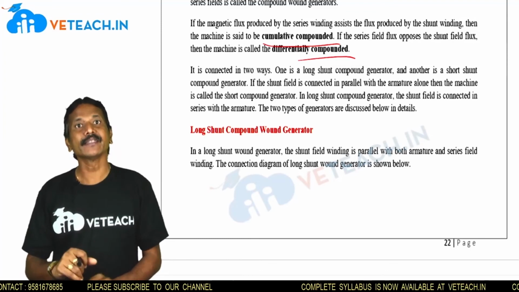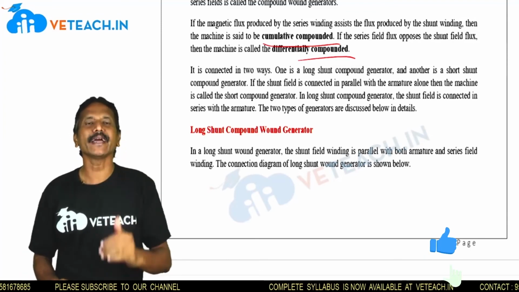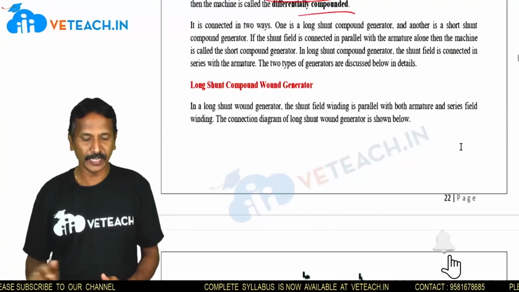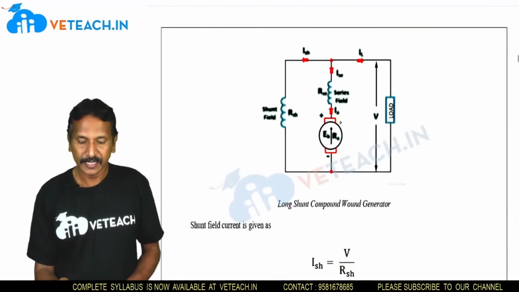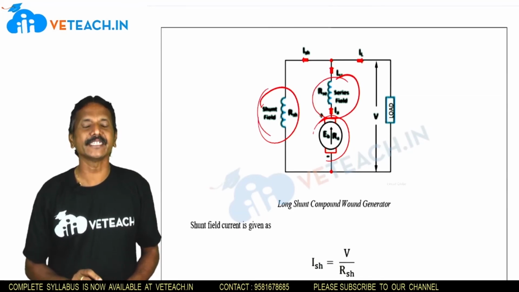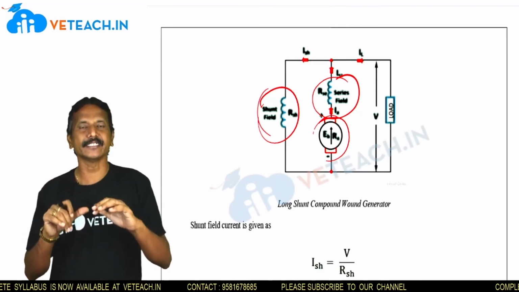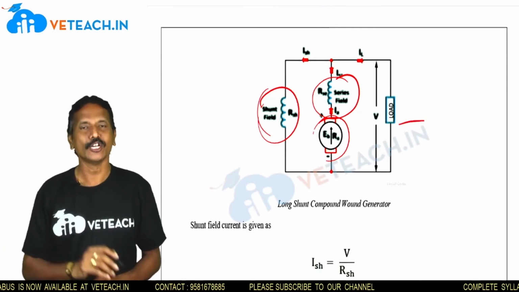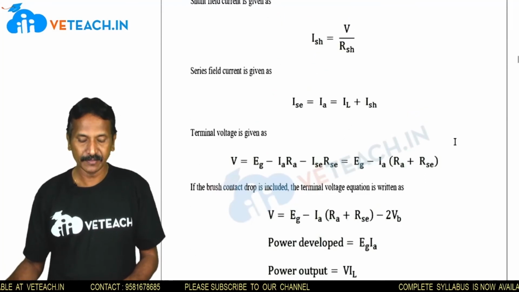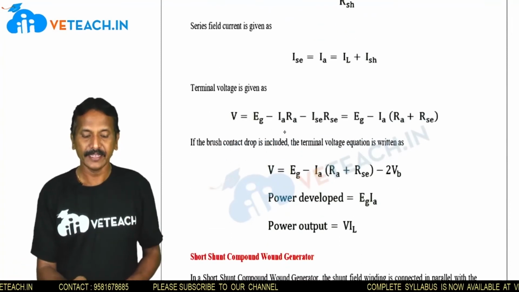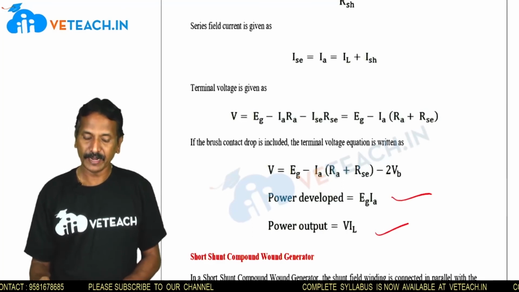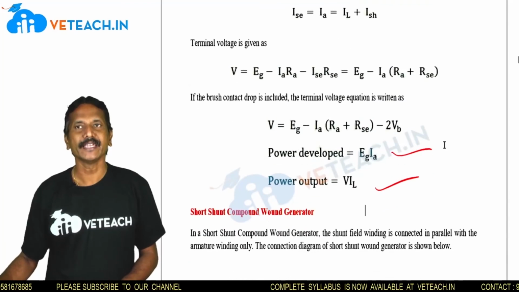And apart from this, the design is also important here. Low shunt as well as high shunt. Low shunt connection as well as high shunt connection are also very important here. Low shunt compound wound generator. See, this is the armature, this is the shunt field and this is the series field. That's what we are saying as a compound, a combination of shunt and series across the armature, across the load here. Same, shunt current ISH is equal to V by RSH and the series currents are the same. If you substitute these values here, EG minus IA RA minus ISC into RSC, where the current values are the same, then power developed EG into IA and power output V into IL.